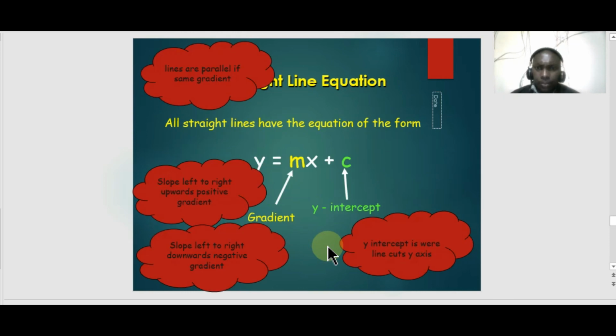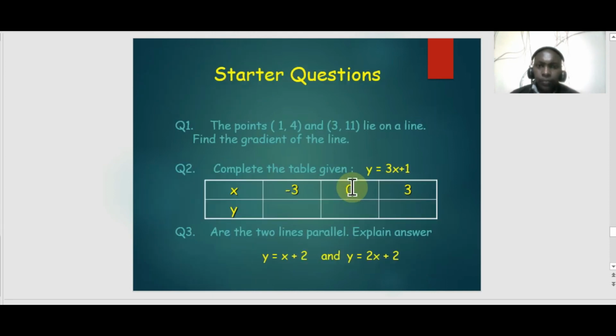Another thing that you're supposed to know is lines are parallel if they have the same gradient. We have just talked about it, and you have looked at the m being the gradient and the y-intercept. So here are the questions that you can try to see whether you have understood how to calculate the gradient. Question 1: the points (1, 4) and (3, 11) lie on a line. Find the gradient of this line.